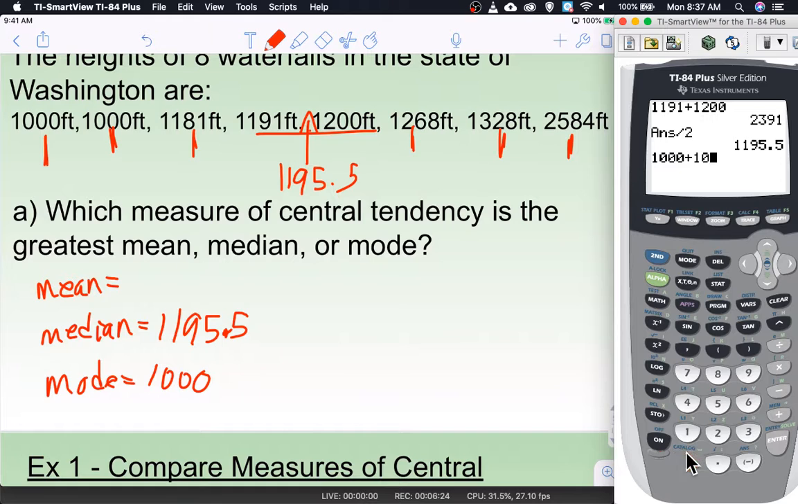1,000 plus 1,000 plus, and I'm just going. Oopsie, I put 86 instead of 68. There we go. All right, add them all up, divide by 8, and we got a mean of 1,344.